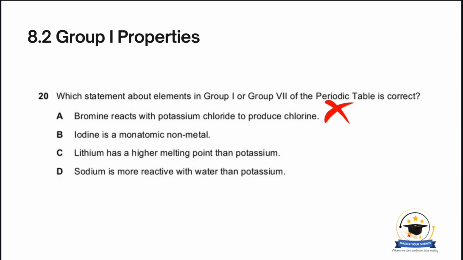Then iodine is a monatomic nonmetal, so that is incorrect. Lithium has a higher melting point than potassium, so we said the melting point decreases as we go down the group, so that would make that statement correct. Then sodium is more reactive with water than potassium, so reactivity increases down the group, so that makes that statement incorrect. So the correct answer here would be C.